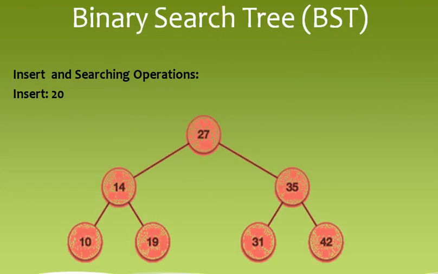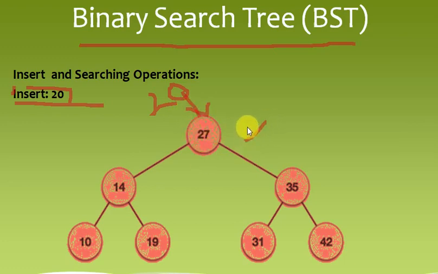This is a binary search tree, and if we are going to insert 20, then how will we insert? We are going to insert 20. So first we will compare this 20 with 27. Is it greater than 27? No, it is not greater. So we are not going to the right side. Is 20 less than 27? Yes, it is less. So we will come to the 14.